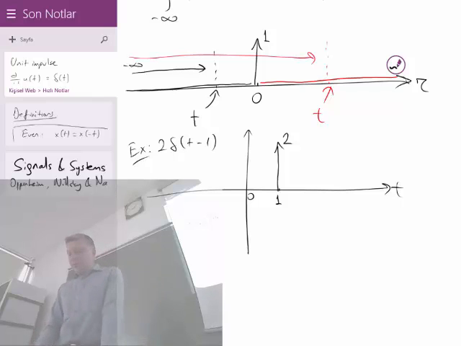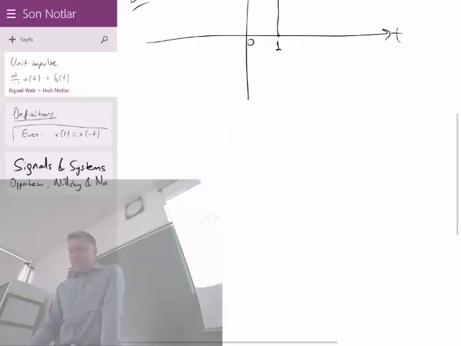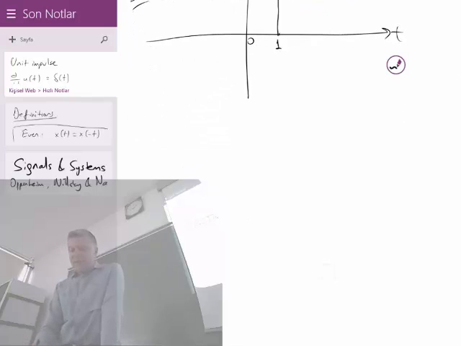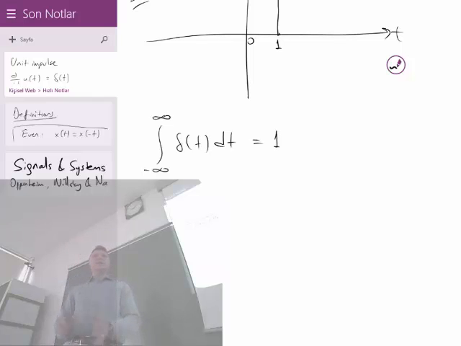What does this magnitude correspond to? It corresponds to this. It's the area under the impulse. So the area under it must be evaluated from minus infinity to infinity by an integration, delta t dt. This thing is equal to 1. This is the magnitude. It's not the height, but it's the area under that function.